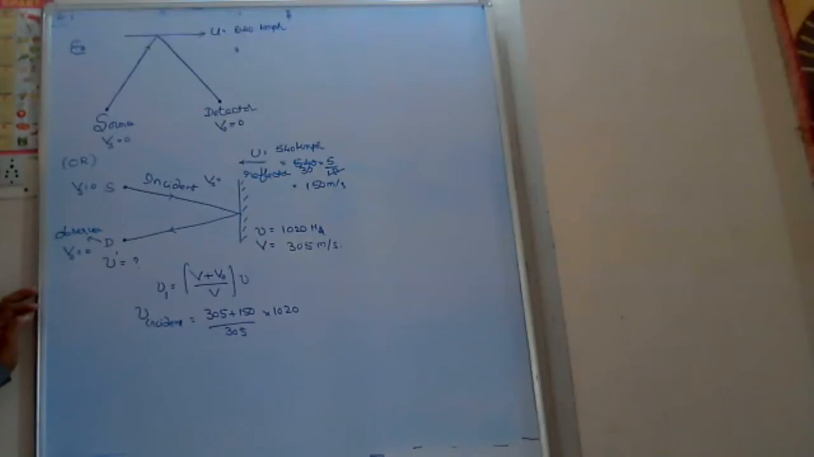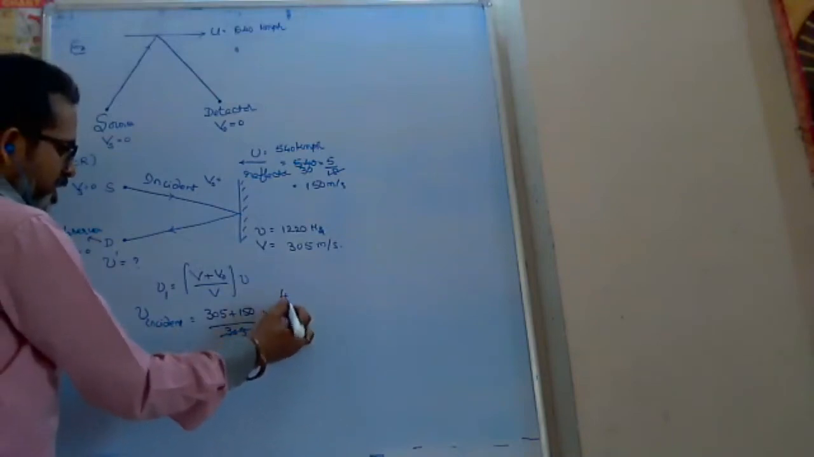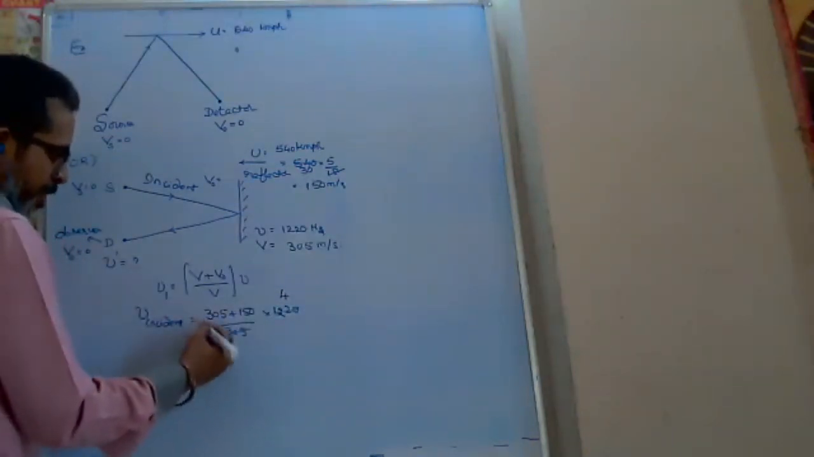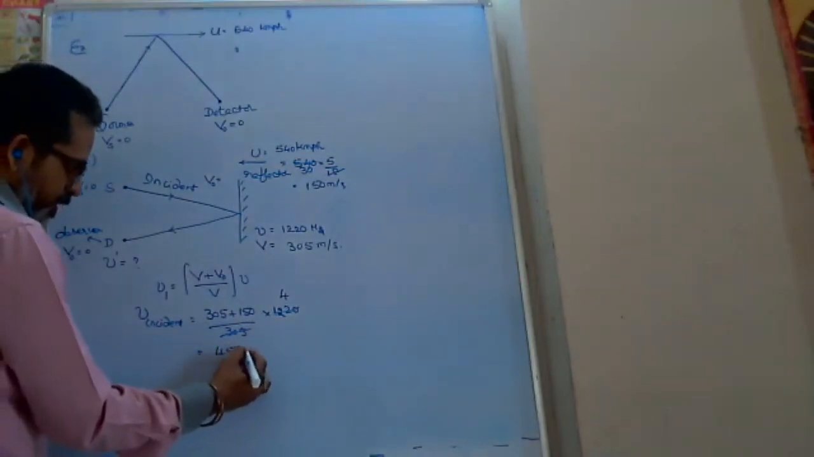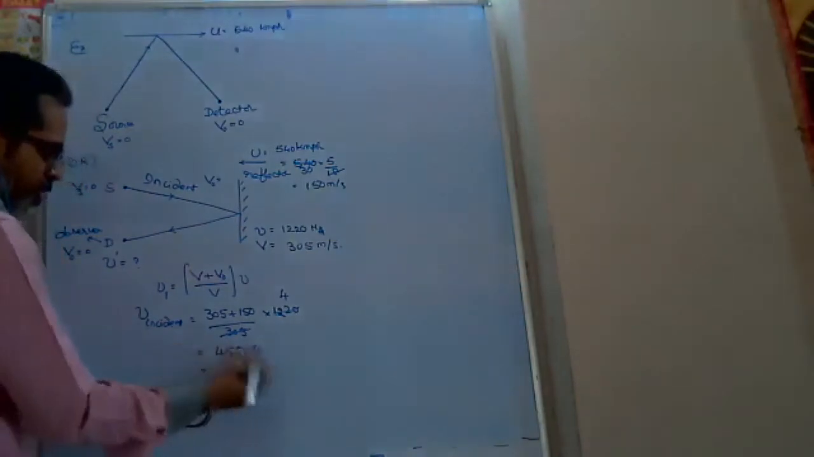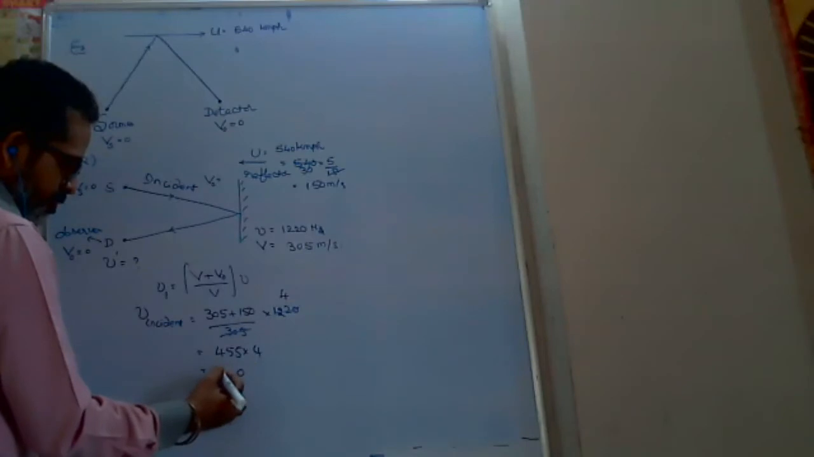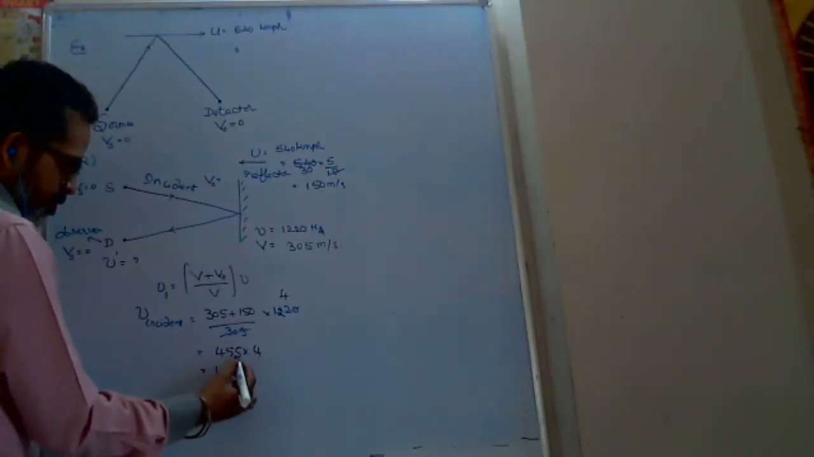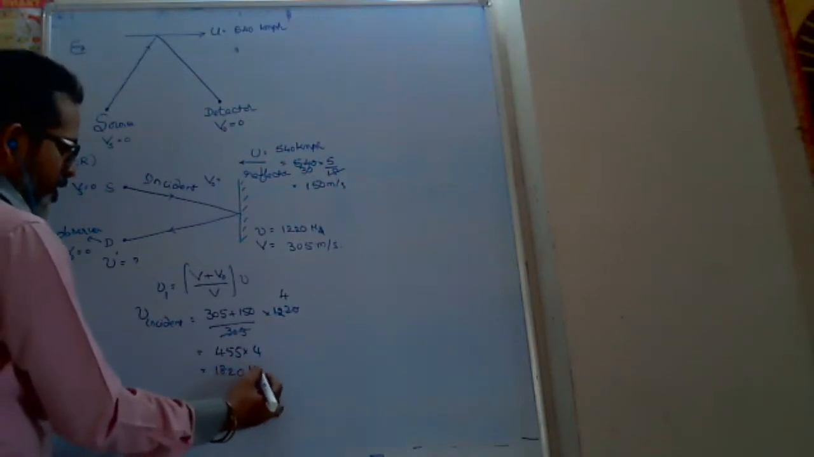Better we take 1220, that is better. Take the frequency as 1220, so that you can cancel here with 4 times. This is 455 into 4, 1820. How much? 1820. Correct, 1820 hertz.